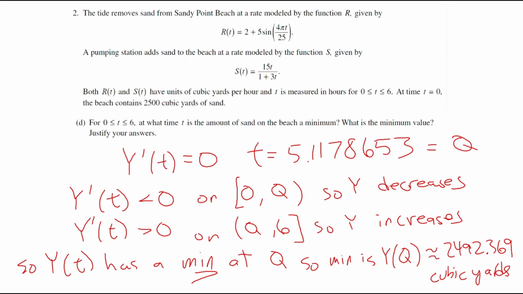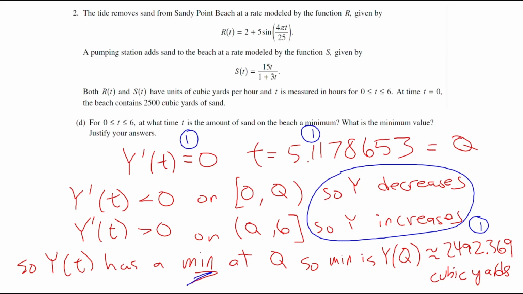And that gives us the last points here for this question. 3 points, 1 for just setting y prime equal to 0, 1 for getting this t value, and 1 for an answer with the justification where you either tested 0, q, and 6, or you just did the minimum at q with this analysis about y decreasing and increasing, so the minimum had to be at q. And that is the end of this rate FRQ. It was question number 2 from the 2005 AP Calculus AB exam.